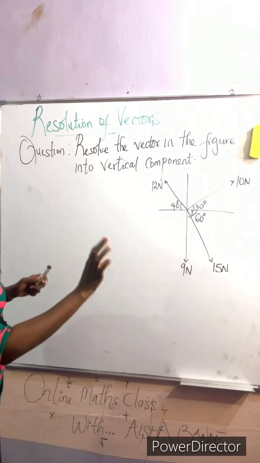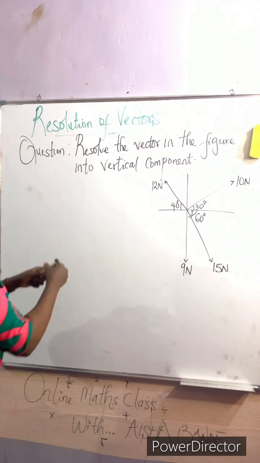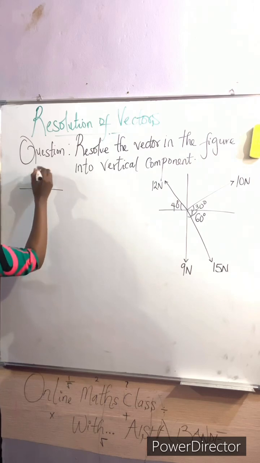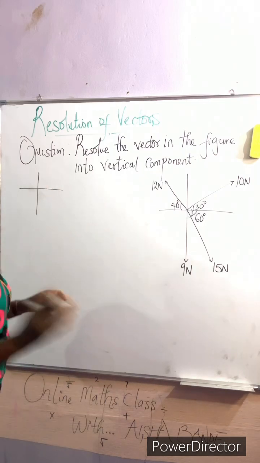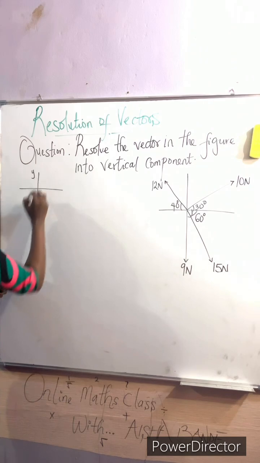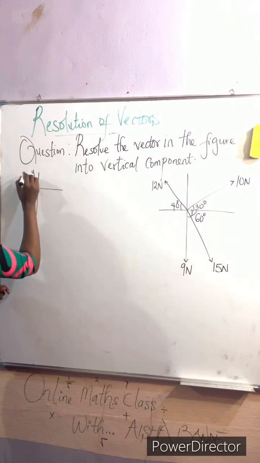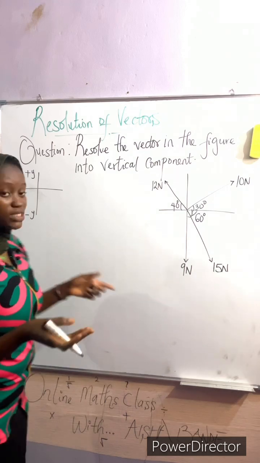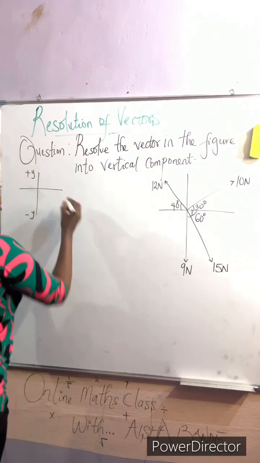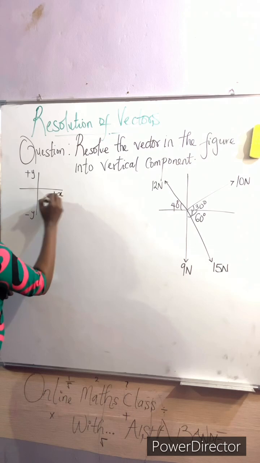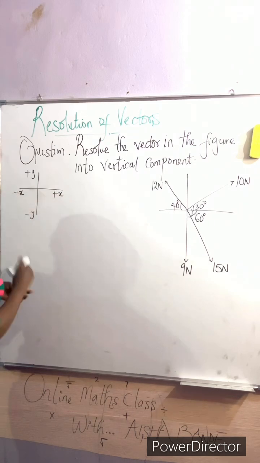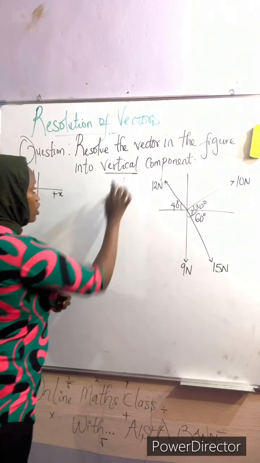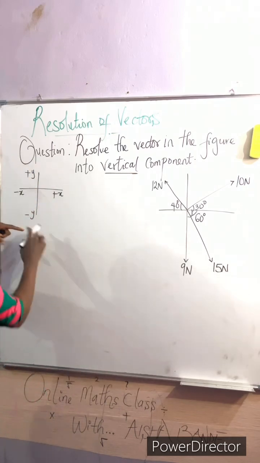All we need to know first is that we need to take into consideration our graph. We have a graph of x and y. The y-axis is always the vertical axis, where the top is positive and the bottom is negative. On the horizontal axis we have our x. The x is positive at the right-hand side, while at the left-hand side it is negative. So this question is saying we are resolving the vertical component, which means we are resolving for y.